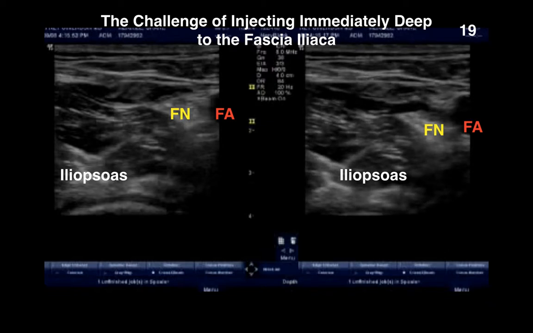When we compare these two injection patterns side by side, we see that on the right, local anesthetic passes over the nerve and deep to the artery. This pattern is consistent with correct placement deep to the fascia iliaca.